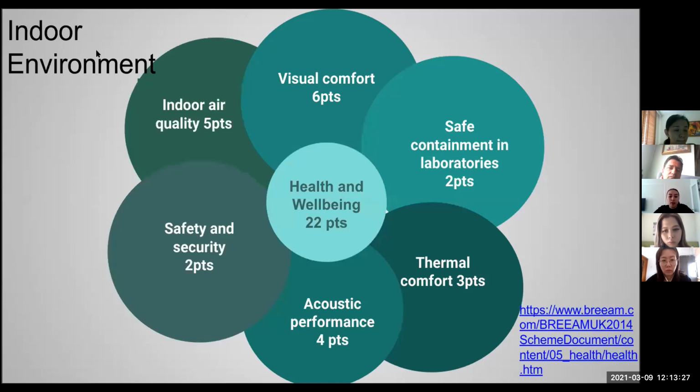Indoor environmental quality is included in the health and well-being category. This category encourages the increased comfort, health, and safety of building occupants. So here we have issues that can enhance the quality of life. They are visual comfort, safe containment in laboratories, thermal comfort, acoustic performance, safety and security, and indoor air quality. Totally, they have 22 points divided by each subcategory.